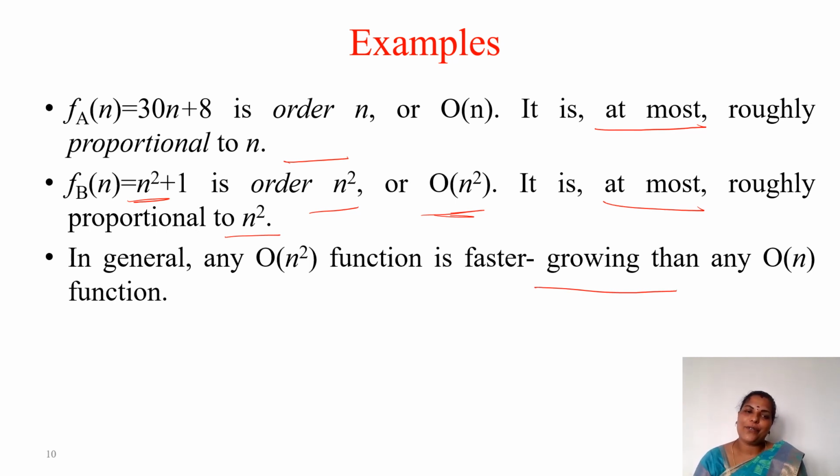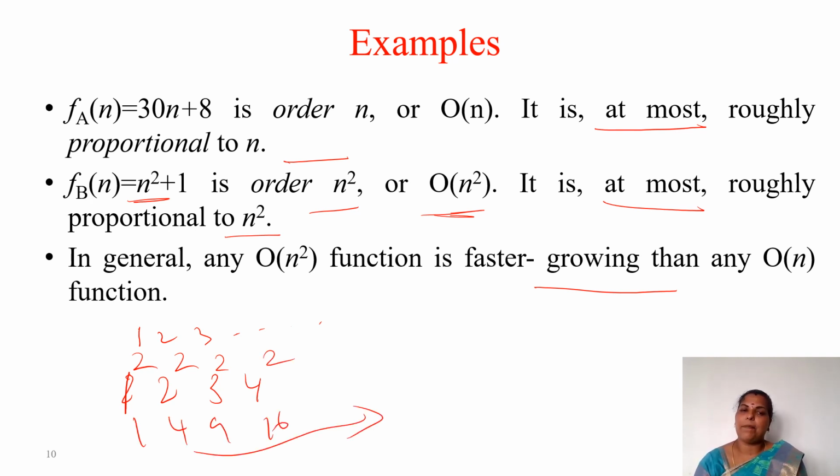N in the sense, if you see 1, 2, 3, likewise it goes on. But if you take n square, that is 1 square, 2 square, 3 square, 4 square, meaning 1, 4, 9, 16. It is going fast compared to n. So in general, any big O of n square function is faster growing than any big O of n function. Always the right hand side is the upper bound. They are going fast compared to the left hand side.